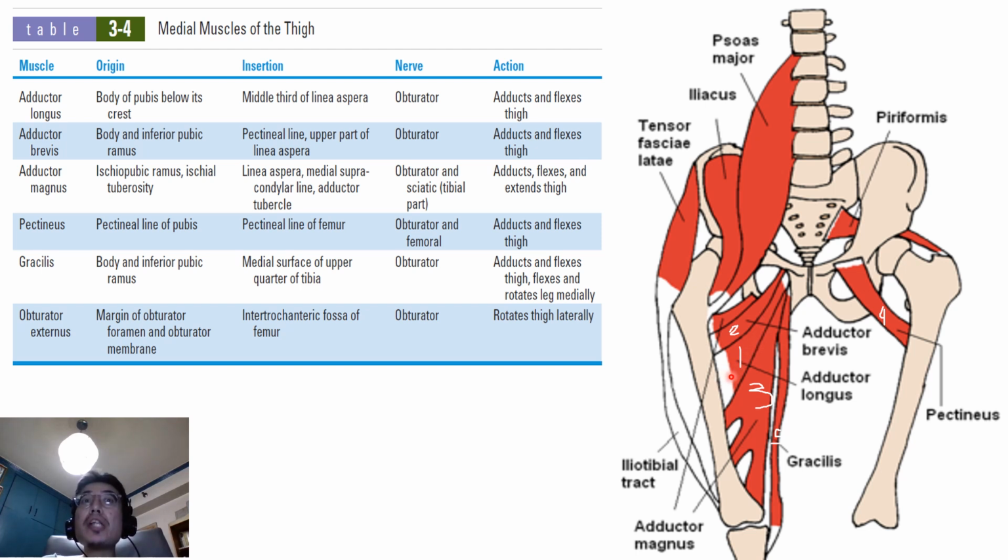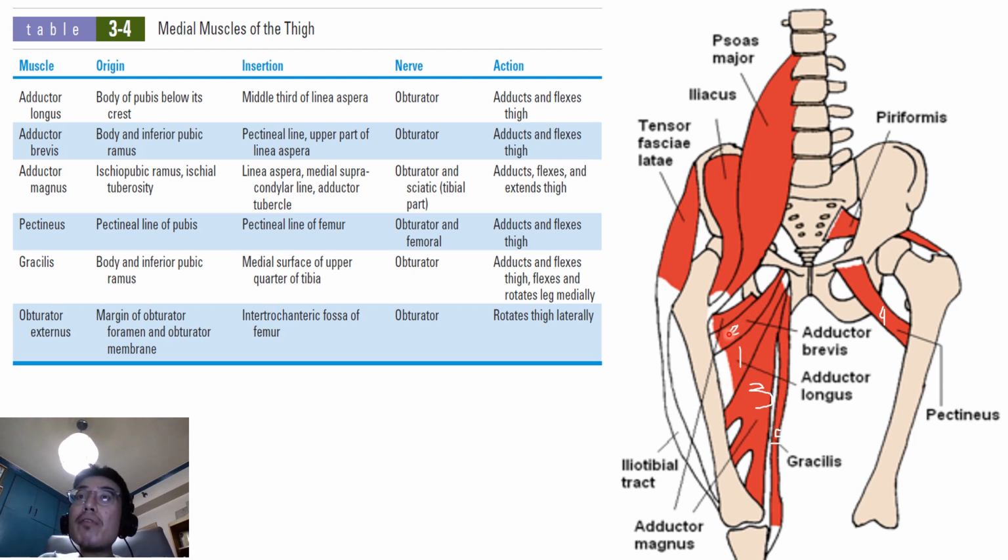It originates from the body of the pubis over here below its crest, and it inserts into the middle third of the linea aspera in the femur. It is innervated by the obturator nerve, and its function, as the name implies, this will also hold true for the rest of the adductor muscles we will discuss shortly, is to adduct as well as flex the thigh.